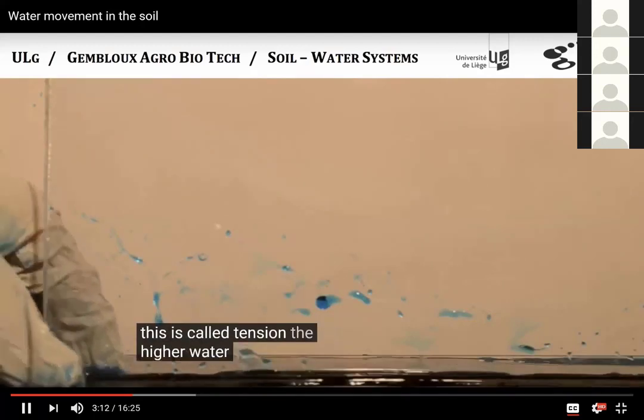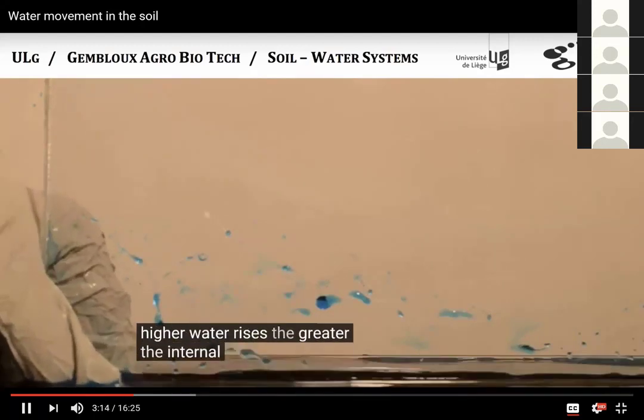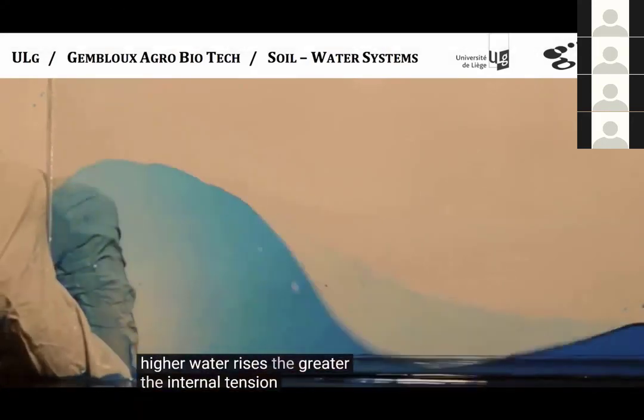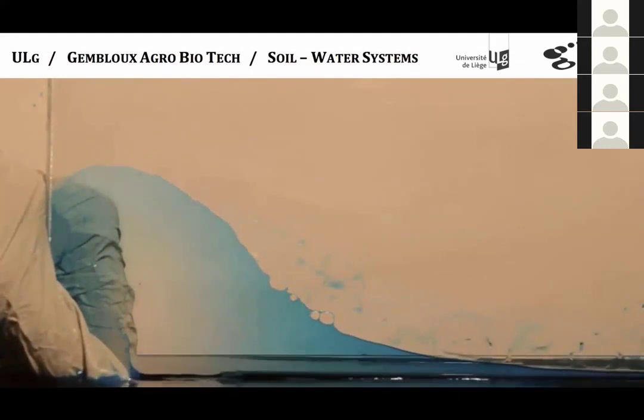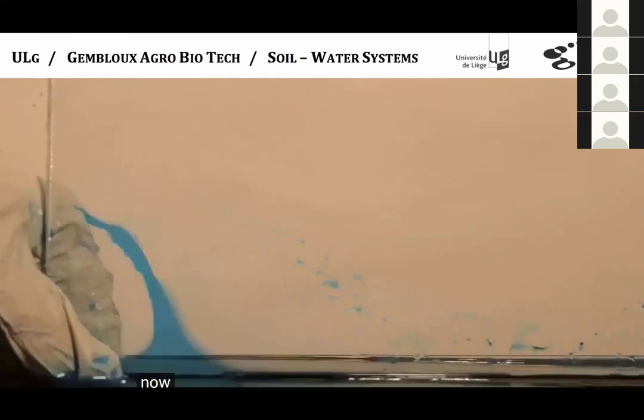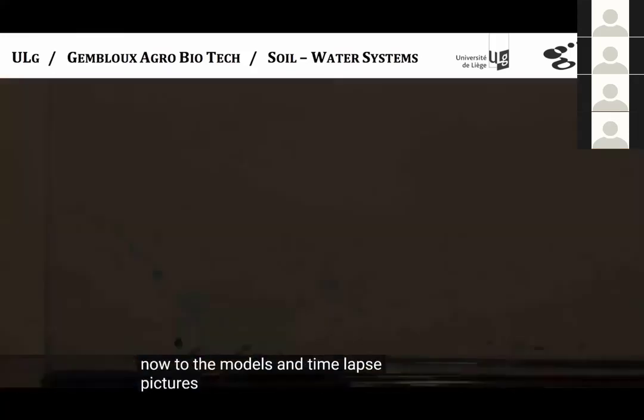The higher water rises, the greater the internal tension. Now to the models and time-lapse pictures.